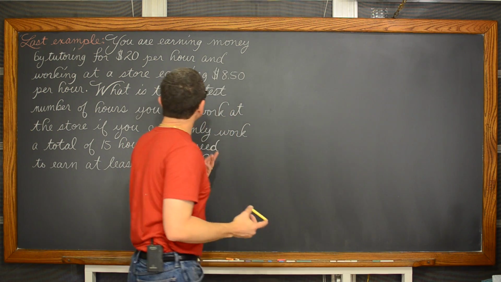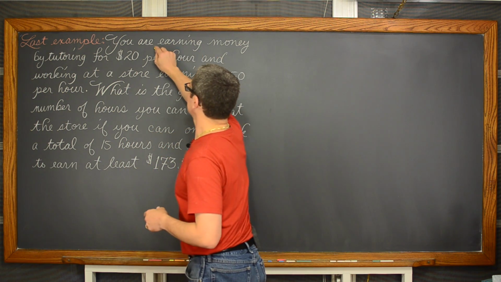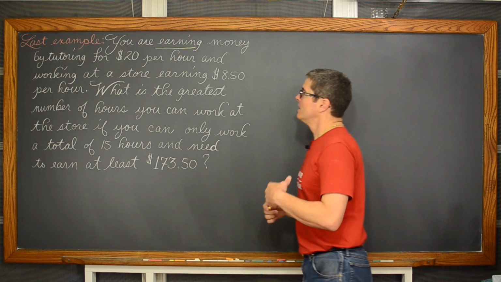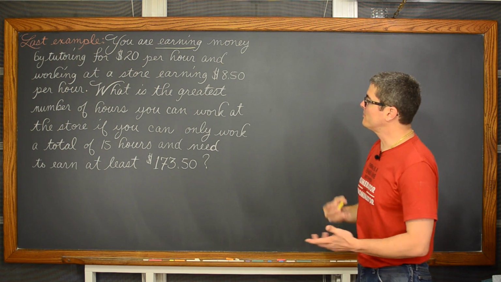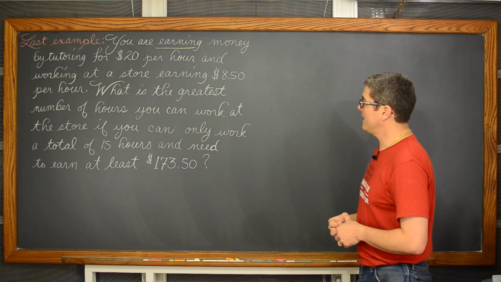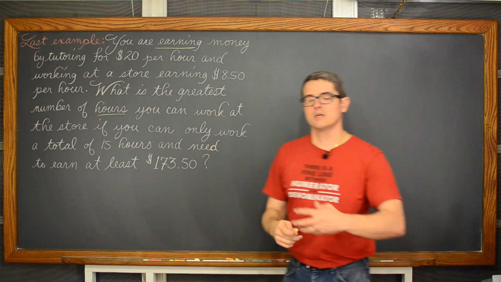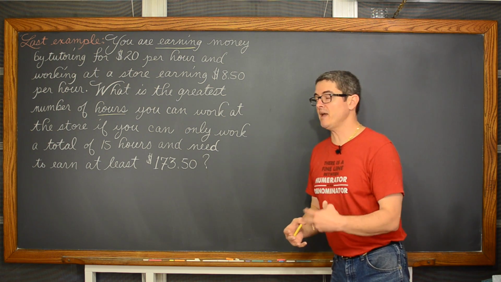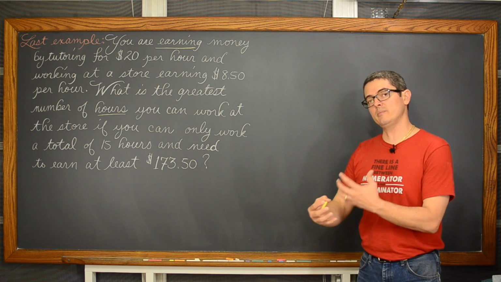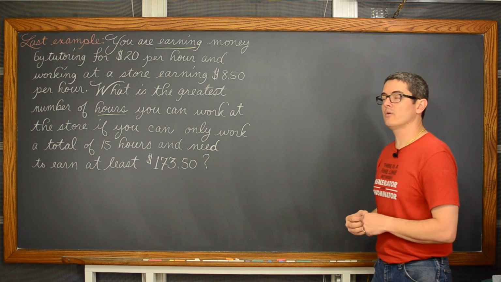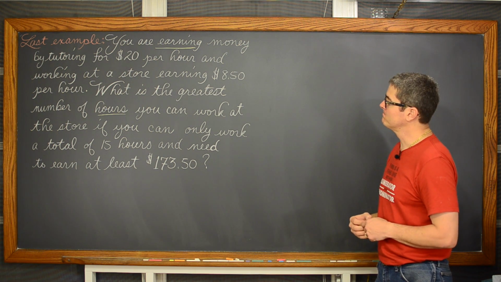Now, we're still comparing a couple of things: total earnings and, of course, the number of hours. And the number of hours is determining how much you're paid. So the number of hours is going to be our independent variable, and the earnings will be our dependent variable.